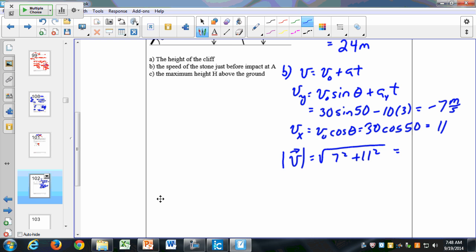What's that? Is that not right? Oh no, it's 19. Yeah, 19. I just had a mistake there somewhere. So it's 19. So 7 squared plus 19 squared. I get 20. So that is the magnitude of my velocity as soon as it hits.